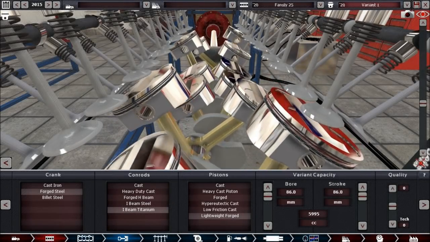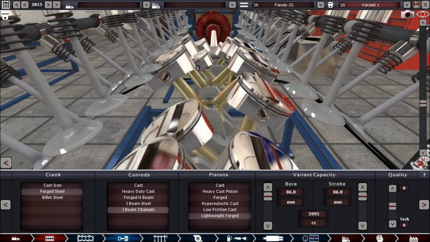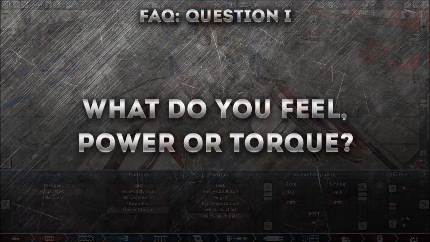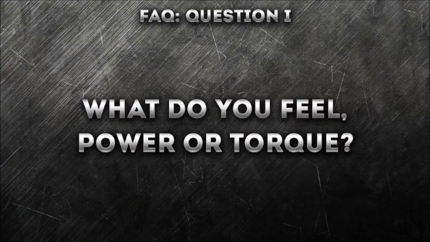Before wrapping up this video, let us address and answer some of the most common questions popping up. Question number 1. What do you feel, power or torque? Acceleration creates the force which pushes the driver into the seat. The counterforce from the seat is what you feel. Power is what accelerates the car, so it is always the car's power you feel.